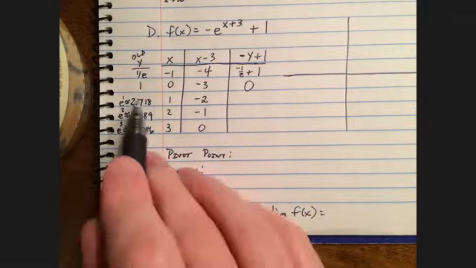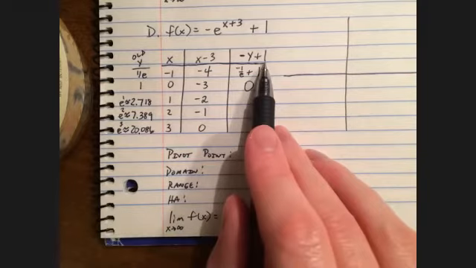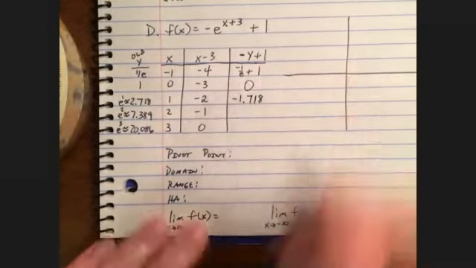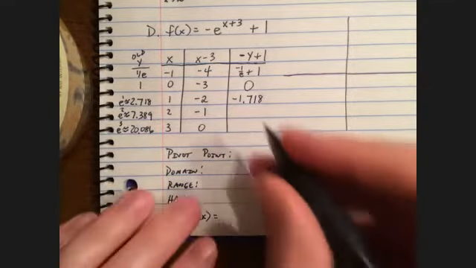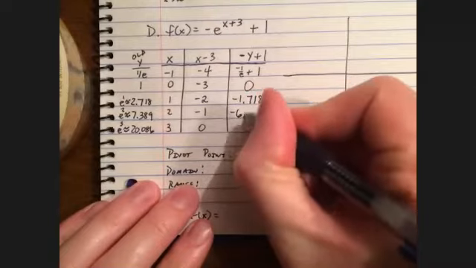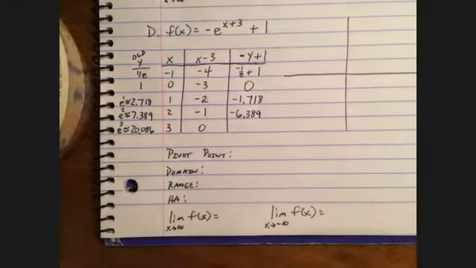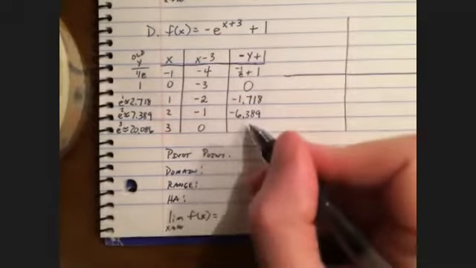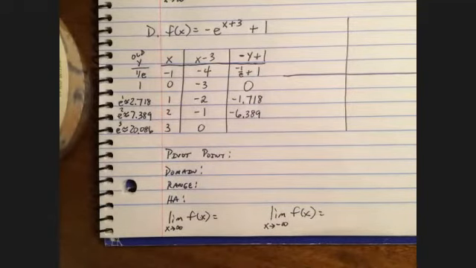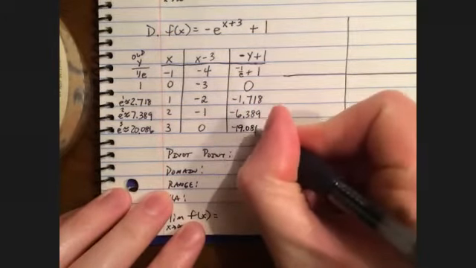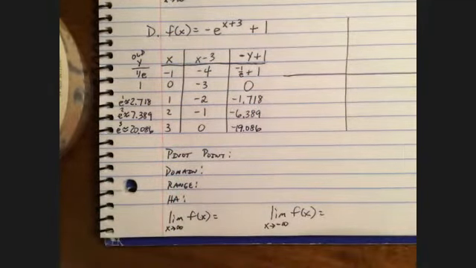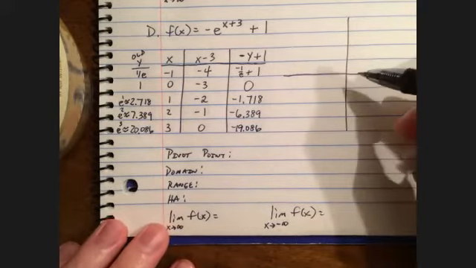Let's see here. This would be -2.718 plus 1, so -1.718 approximately. This would be -7.389, so -6.389. And then you could get that one too. I guess it'd be obviously pretty far off the graph, -19.086. But I'm not going to plot that one. It's just a little bit too big.